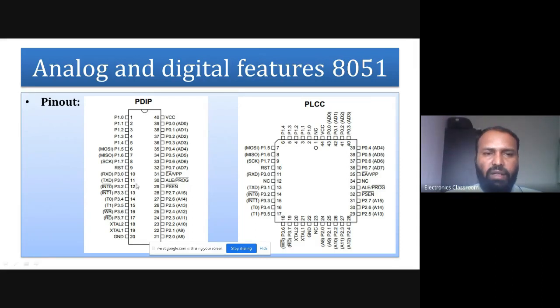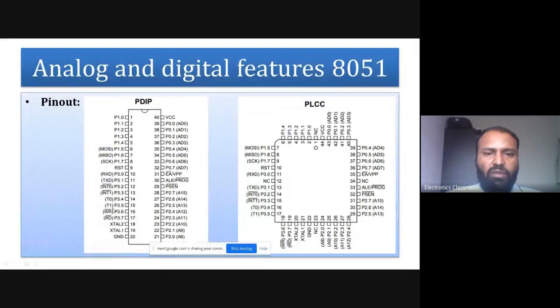Then pin number 10 to pin number 17, those pins are used for port 3. Similarly to port 1, the port 3 pins are allocated as P3.0 to pin number 10, P3.1 to pin 11, likewise up to P3.7 at pin number 17.